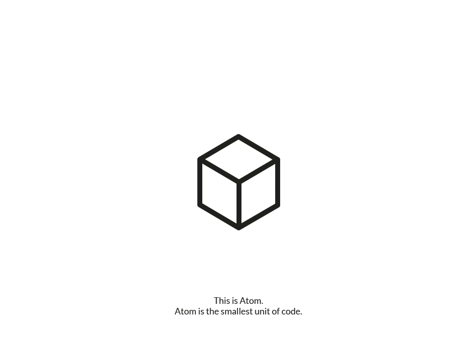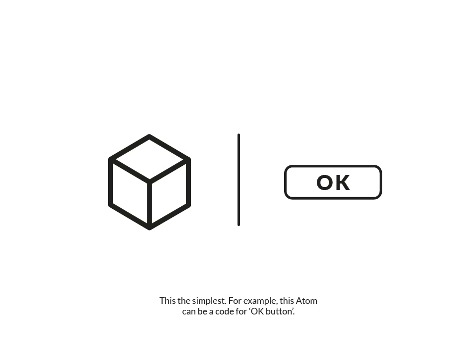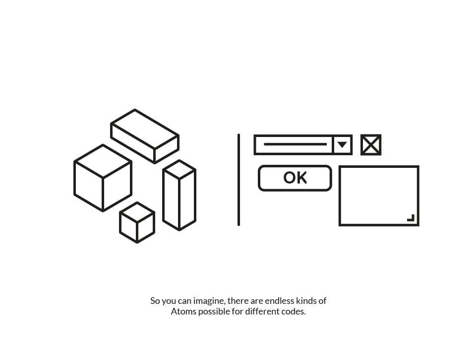This in the visualization is an atom. An atom is the smallest unit of code that does something for the information. So this is the simplest. For example, this atom can be code for an OK button. So you can imagine there are endless kinds of atoms possible for different codes.